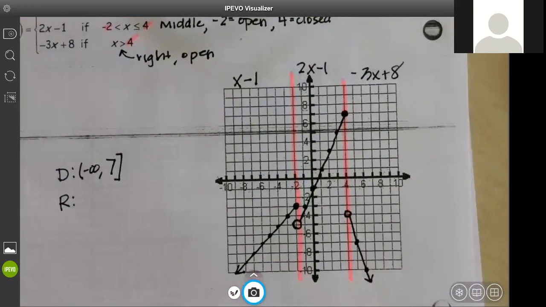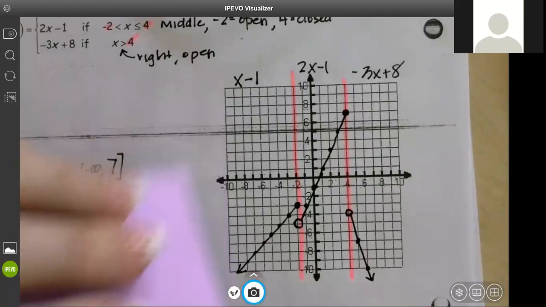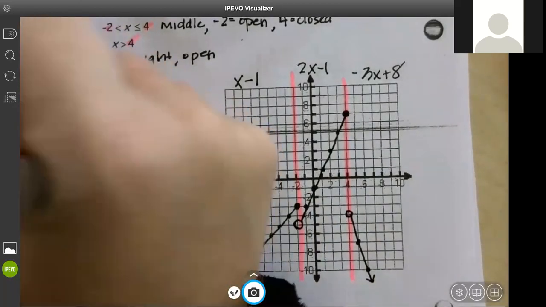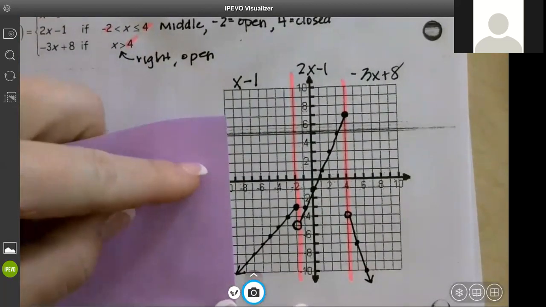All right, your range. How far to the left does it go? I mean, sorry. I just did range with you. Let's do domain this time. How far to the left? Y'all yell at me when I do that.